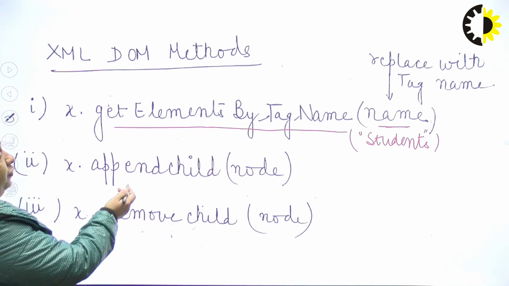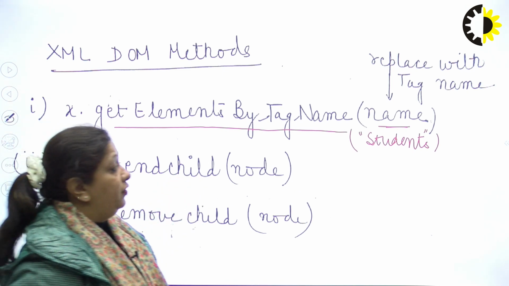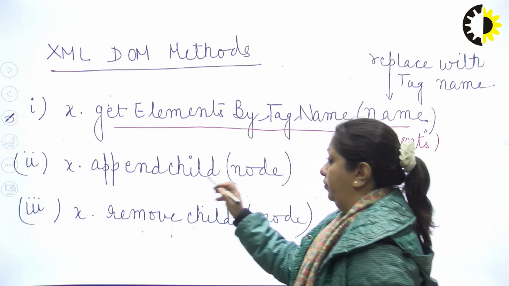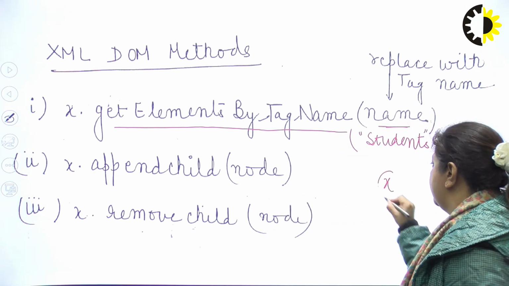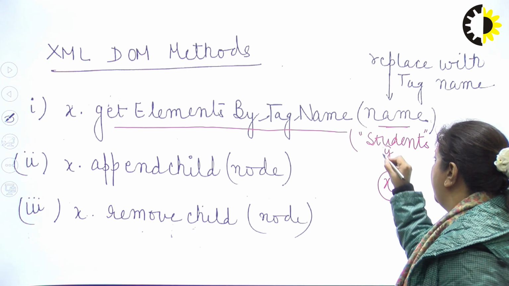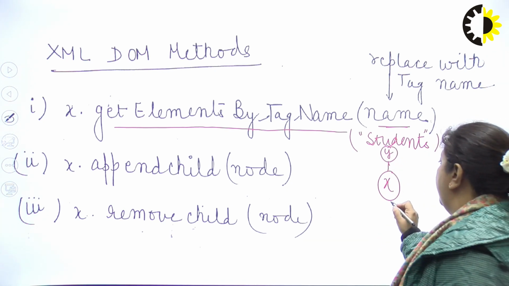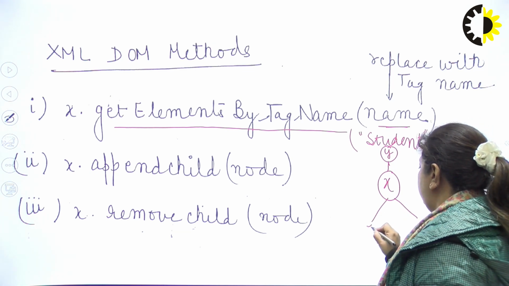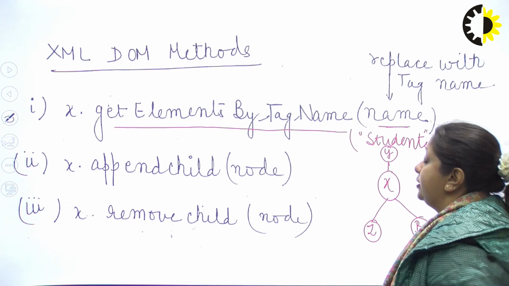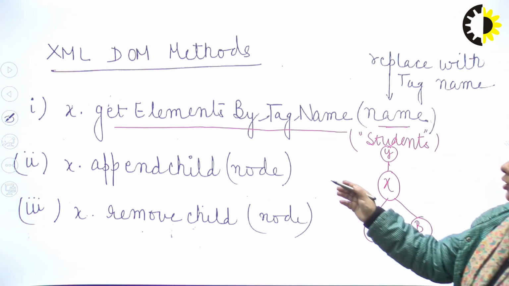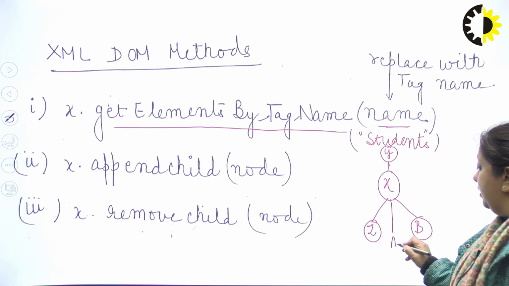Now another method which we can use is x dot append child node. So this method we can use if we are interested in adding any child node to x. Now suppose I have this x, the same example which we had taken earlier. We had a parent node y for this x and we had two child nodes z and b. Now suppose you want to add one more child node to this. So suppose that is a.